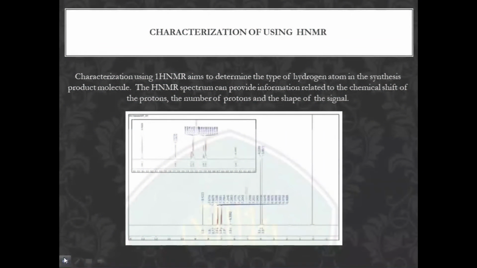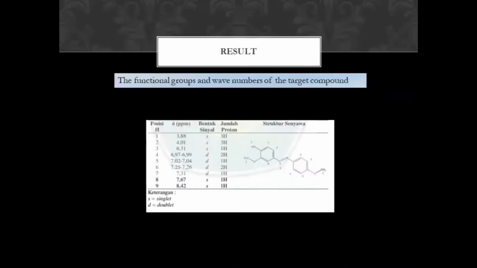And the last characterization is characterization using HNMR. Characterization using HNMR aims to determine the type of hydrogen atom in the synthesis product molecule. The HNMR spectrum can provide information related to the chemical shift of the protons, the number of the protons, and the shape of the signal. This is an HNMR spectrum of the synthesis Schiff base, and then this is the result of the functional group and the wave number of the target compound.